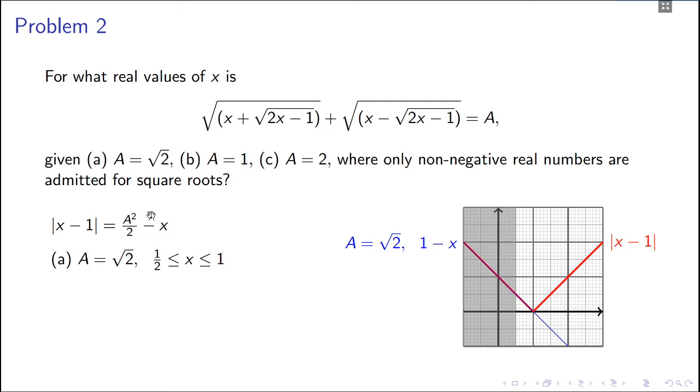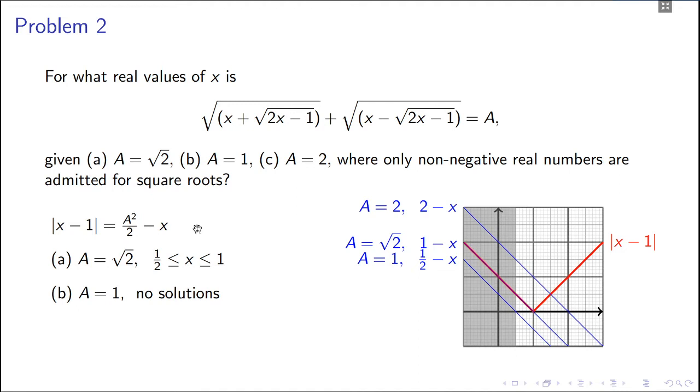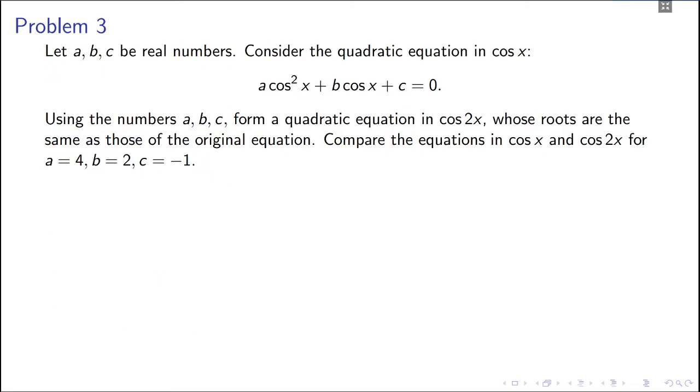When a is 1, this becomes half, so this whole line will shift half a unit downwards. So now you can see there is no intersection, so there is no solution. And then you put a equal to 2, so this will become 4 by 2, so that's 2 minus x. So now you have only 1 point as a solution, so that's x equal to 1.5. You can easily see this from here. So that's your solution, and this problem is also done.